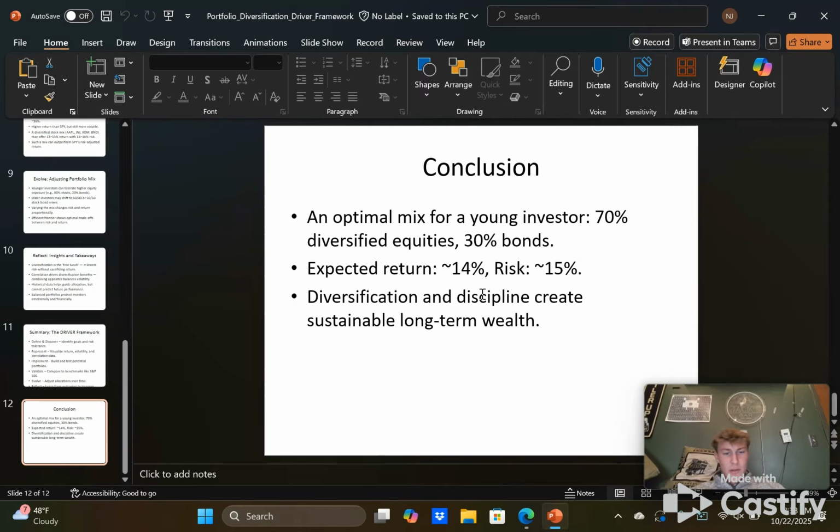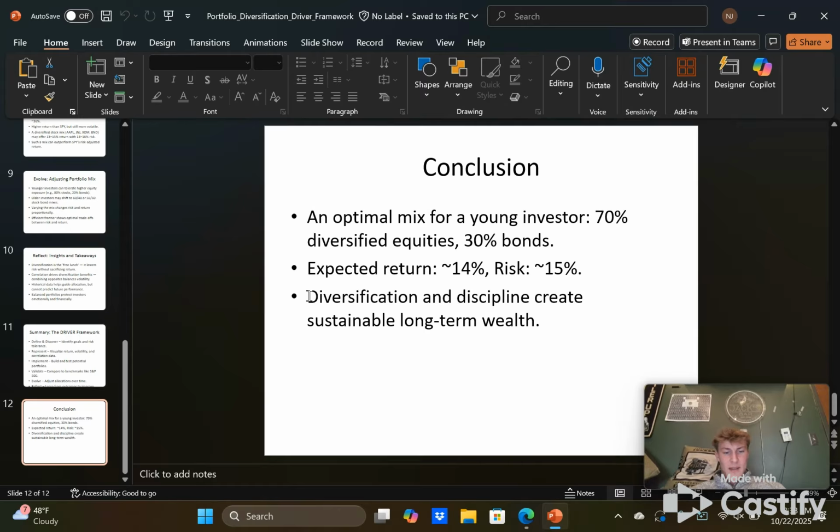So in conclusion, we have an optimal mix for a young investor: 70% diversified equities and 30% bonds. That's what we think for the younger investor. It would be good, with a mix of stocks like the Apples, the Exxons, and the Johnson & Johnsons of the world. And our expected return would be about 14% and risk about 15%, so slightly better in both regards than the S&P 500.